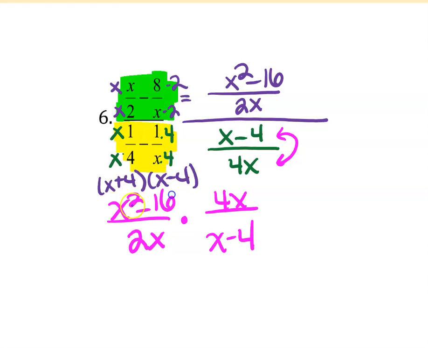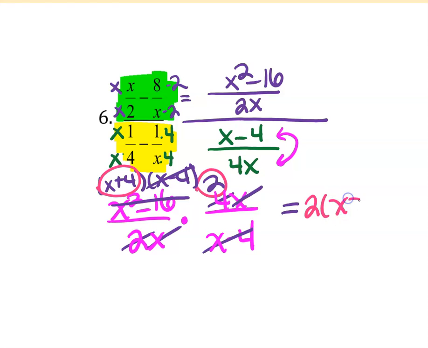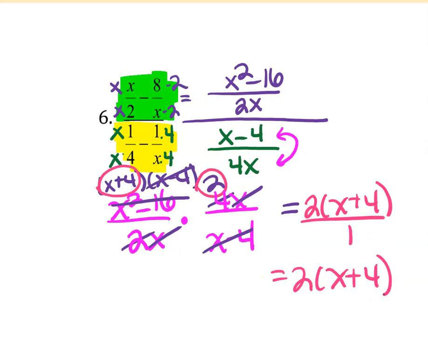These cancel. And I'm left with 2 times x plus 4 in the numerator. The denominator, everything cancels, so that's over 1, which is the same thing as just 2 times x plus 4. And that is how you do complex fractions by changing them to keep, change, flip problems.